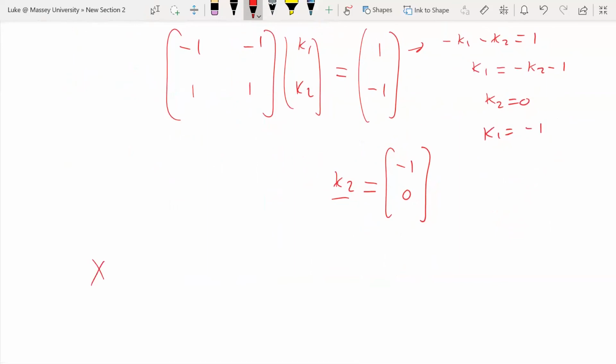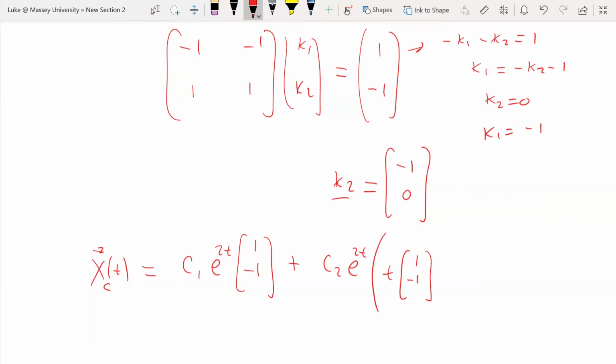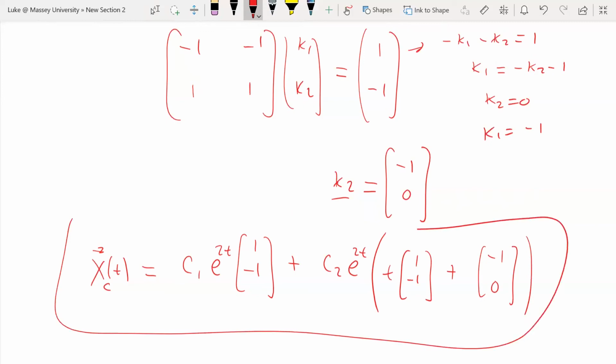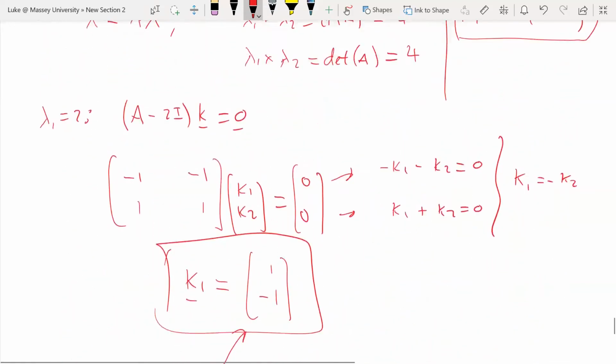So therefore my general solution, my complementary solution, because I was only solving the homogeneous case here, is equal to C1 e to the 2t, because 2 was my eigenvalue, times the first eigenvector 1, negative 1, plus C2 e to the 2t times t times that same eigenvector, plus that second generalized eigenvector. Okay, so there's my complementary solution. Again, it really relies on you knowing the three different cases that we have to solve for these systems.